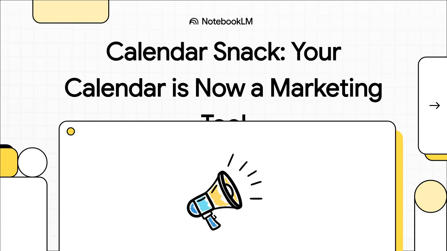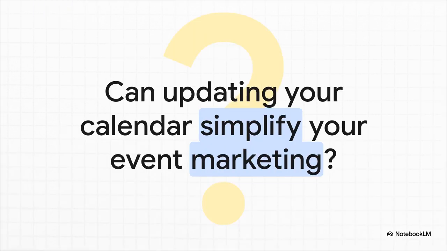Today, we're going to talk about turning something you use every single day, your calendar, into a seriously powerful, automated marketing tool. We're going to break down how one tiny little change in how you work can get rid of the headache of promoting events for good. So let's just start with the big question right here on the slide.